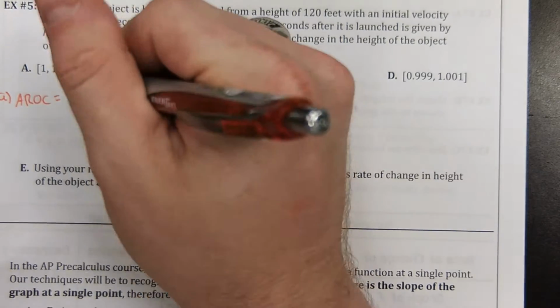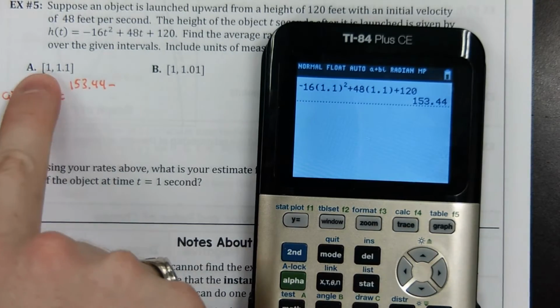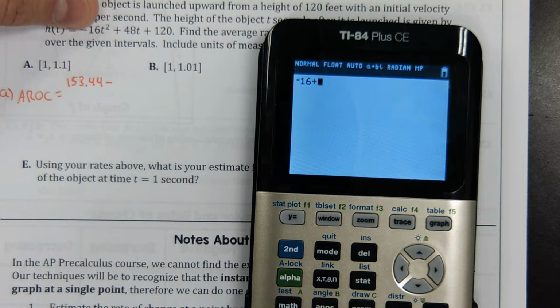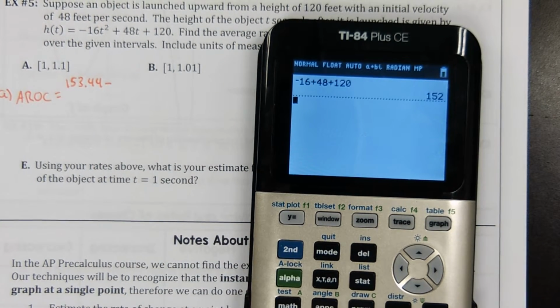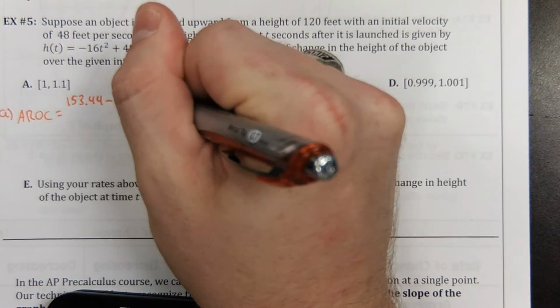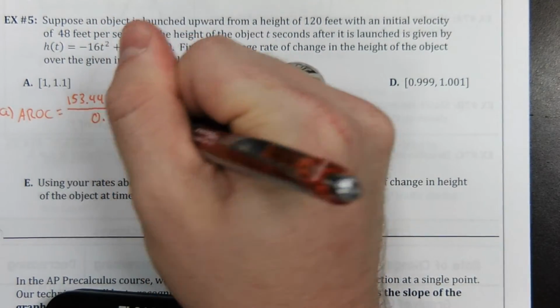153.44. And y1 is what you get when you substitute in 1. So just negative 16 plus 48 plus 120, because the x's are just 1s now. So there's y1, 152. x2 minus x1 is 0.1.